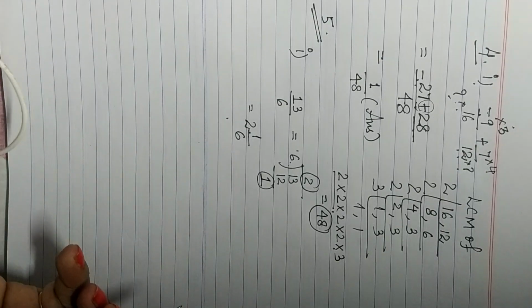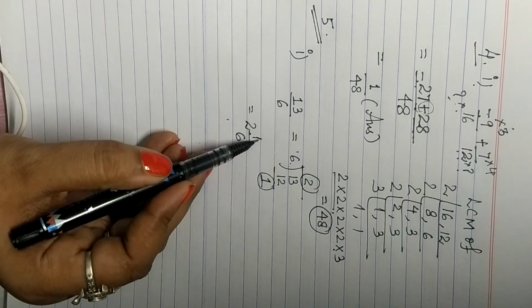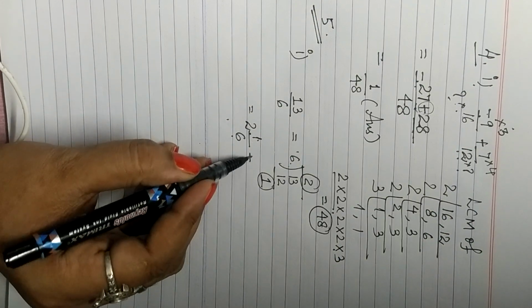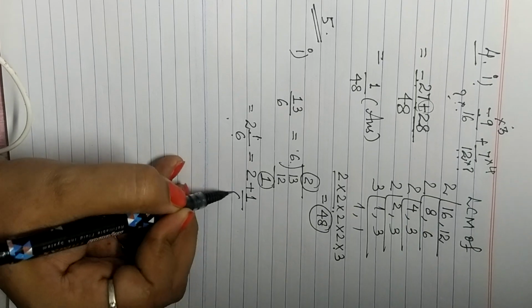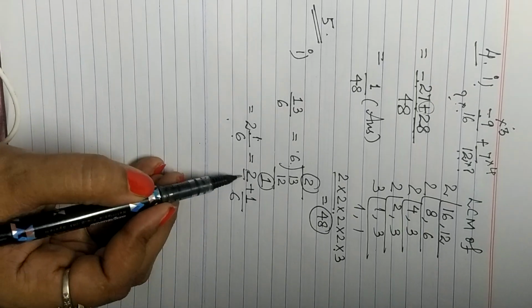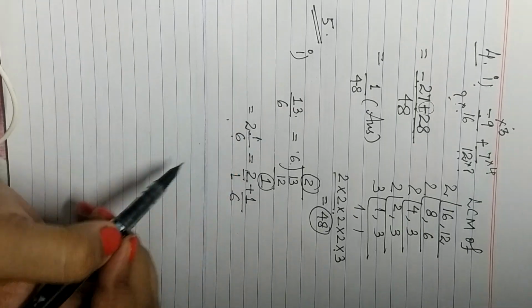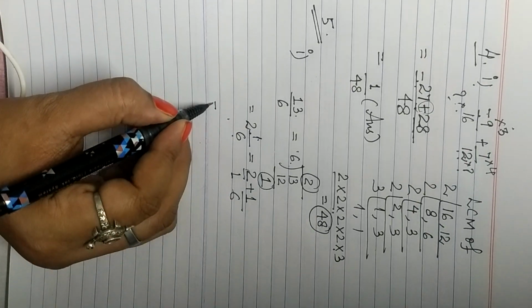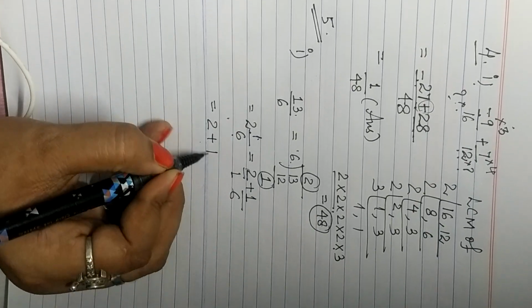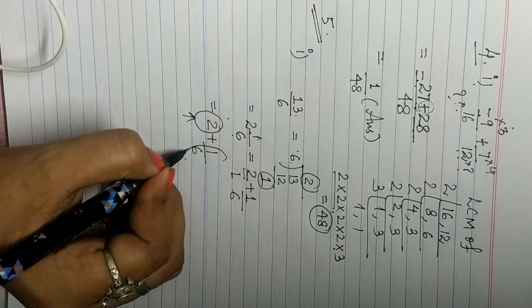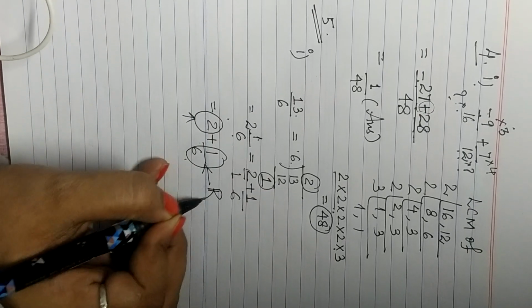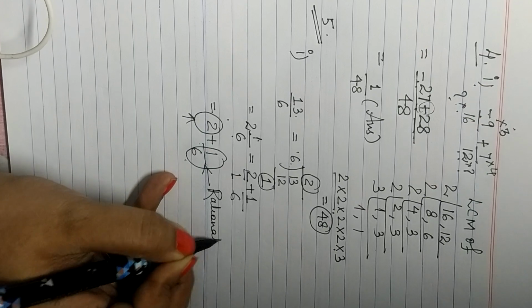This is how you write it in the mixed fraction also. So 2 1 upon 6. 2 1 upon 6 can also be written as 2 plus 1 upon 6. So when you solve 2 plus 1 upon 6, you are simply going to get 13 upon 6. So 2 1 upon 6 can be written as 2 plus 1 upon 6, where 2 is the integer part and 1 by 6 is the rational number part.